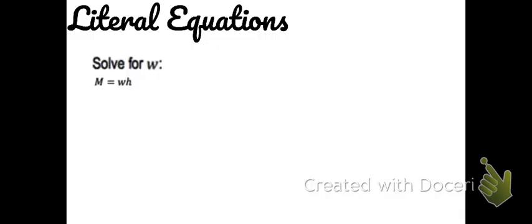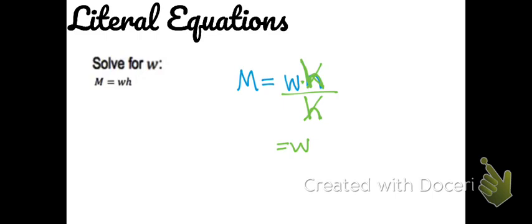So if you have something like this and you want to solve for W, then we look and say, well, what's happening to W? What's keeping W from being by itself? Well, W is smushed up against H, so that means it is being multiplied by H. So if I want to undo the multiplying by H, I'm going to divide by H, because H divided by H cancels out, and I'm left with W on the right side.